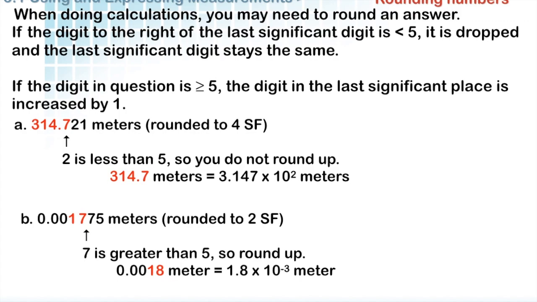The second one's a little bit different. I want to round it to 2 significant figures, but the decimal's in there. So I start at the 1. I go to the 7. The next digit's a 7. Because it's a 7, it says up above, if the digit is greater than or equal to 5, we're going to increase the last digit by 1. So 0.001775 becomes 0.0018 or 1.8 times 10 to the negative third meters, because I would be moving the decimal 3 to the right to get between the 1 and the 8.